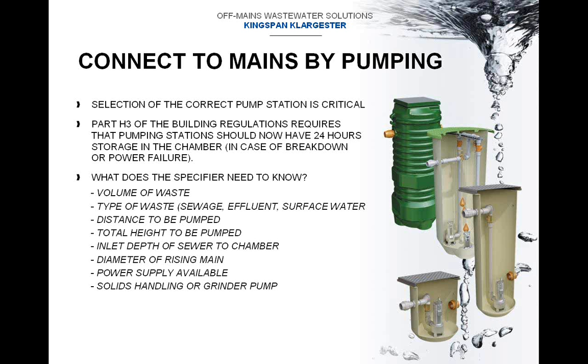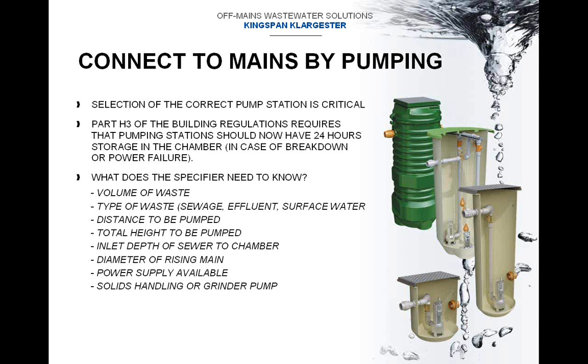What else do we need to know? The volume of the waste. Is it a single house application? Is it multiple housing applications? Is it commercial? We can work out the flows as we have just done on the previous pages. The type of waste. Is it raw sewage? Is it treated effluent from a septic tank or sewage treatment plant? Or is it surface water?